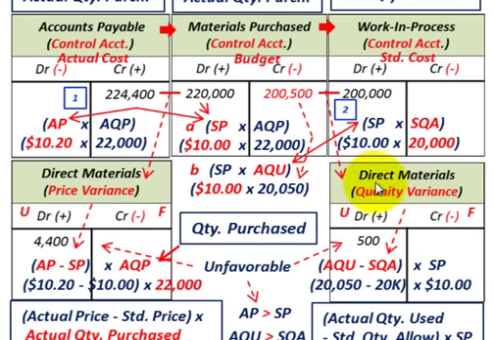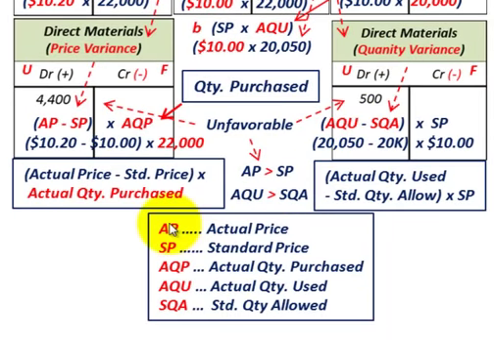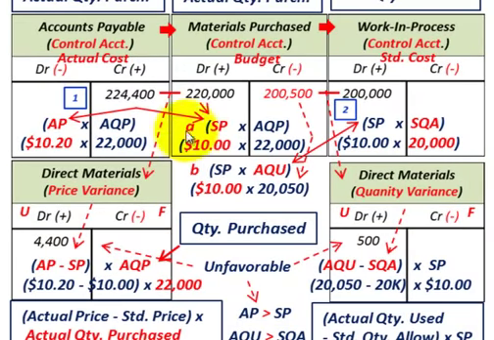But before we get into those accounts, let's go down and look at our key. AP is our actual price. SP stands for the standard price. AQP stands for the actual quantity purchased. AQU stands for the actual quantity that we used. And SQA stands for the standard quantity allowed. So that's what I'm showing here in our T accounts.